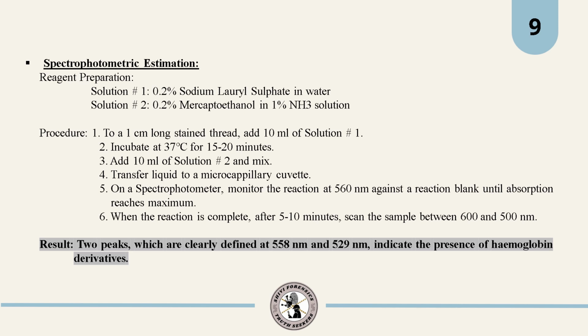Now you will run the UV spectrophotometer at 560 nanometer or in the range of 500 to 600 nanometer for 5 to 10 minutes. After you are done with this, you will see two peaks at 558 nanometer and 529 nanometer. Now these two peaks will determine whether this fluid has hemoglobin or derivatives of hemoglobin. So all these tests have directly given us the identification of hemoglobin. That's why these are confirmatory tests.